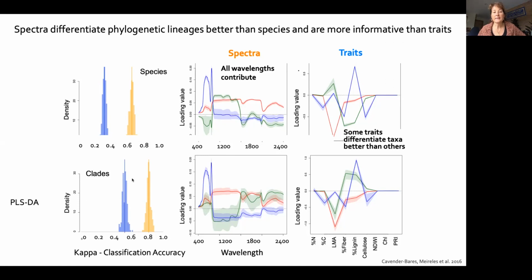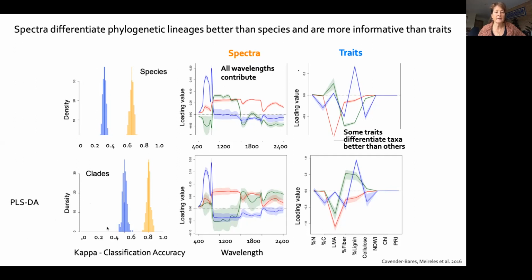The second point is that it's easier to detect higher order lineages than genotypes within species. And so the broader the lineage, the easier it is to differentiate that. At least that's what we found with the oaks in this particular study.